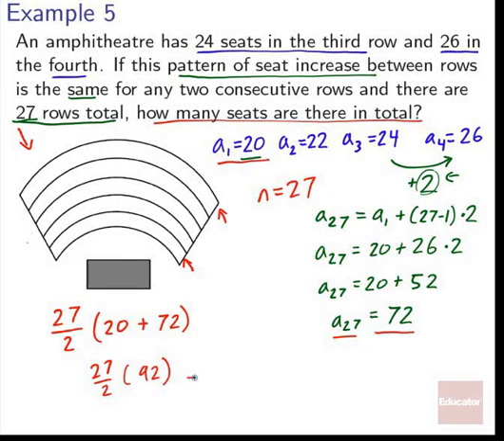We work that out with a calculator and we wind up getting 1,242 seats total in the amphitheater. Great, there we are with the answer.